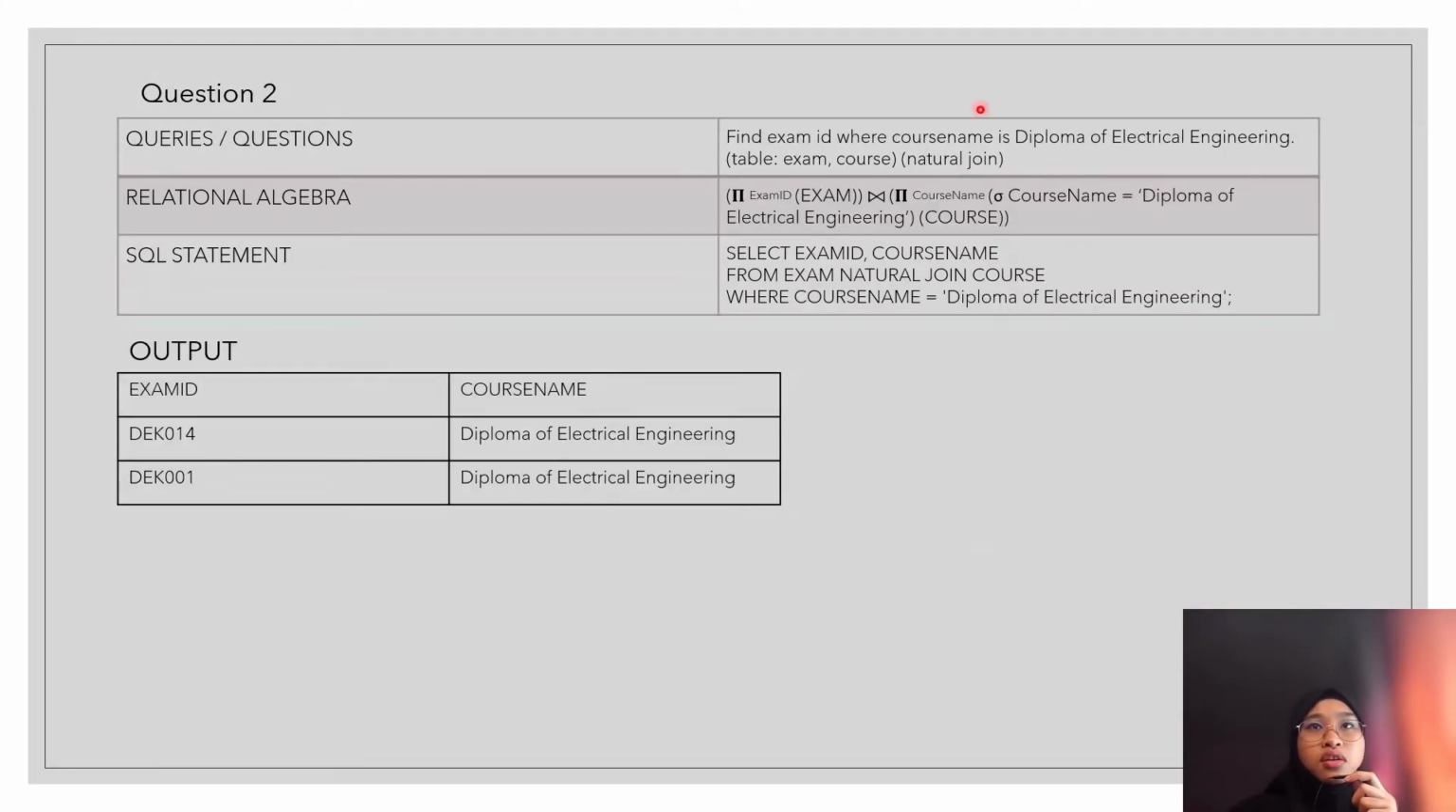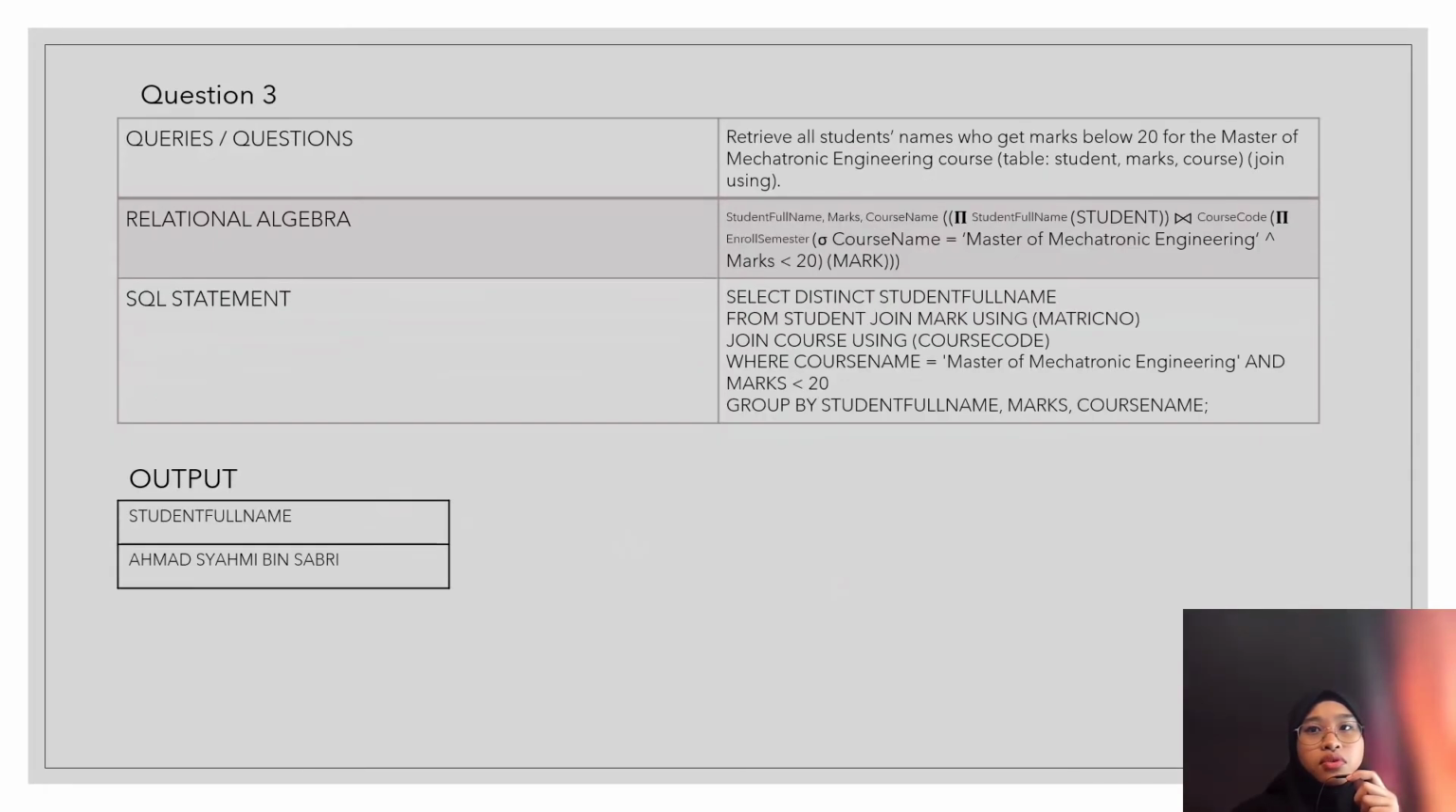For question 2, find exam ID where course name is Diploma of Electrical Engineering. The relational algebra, and here is the SQL statement. And output for question 3, retrieve all students' names who get marks below 20 for the Master of Mechatronic Engineering course. Using join using, we will join student, mark and course tables. This is the relational algebra and the SQL statement. And output, there is only one student.